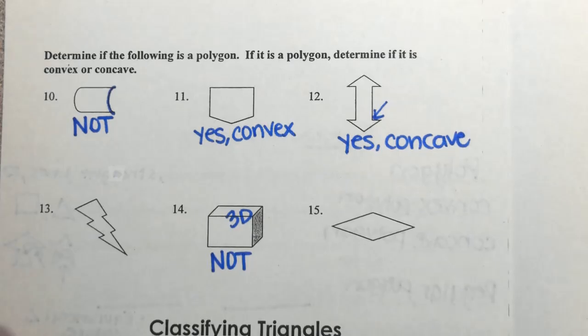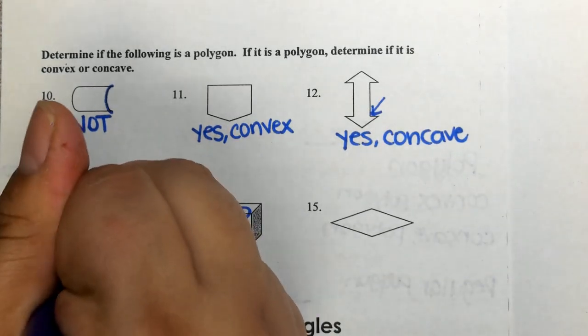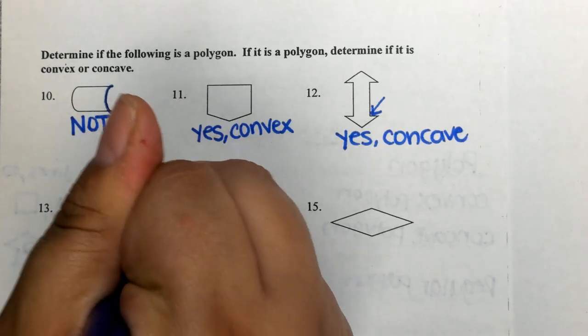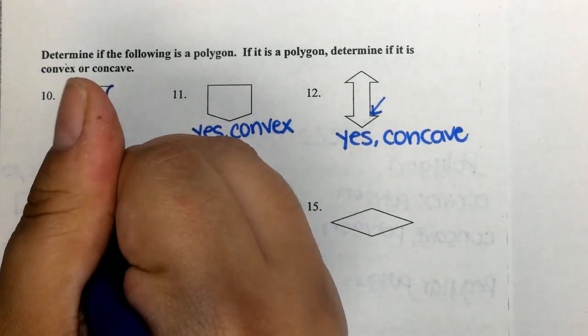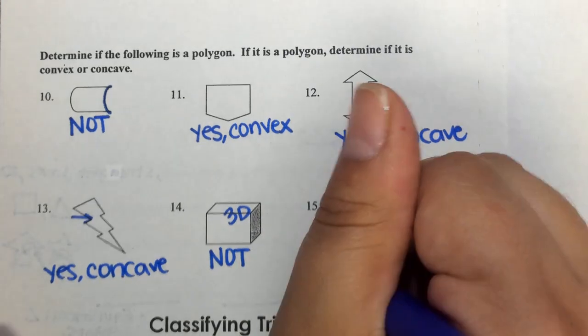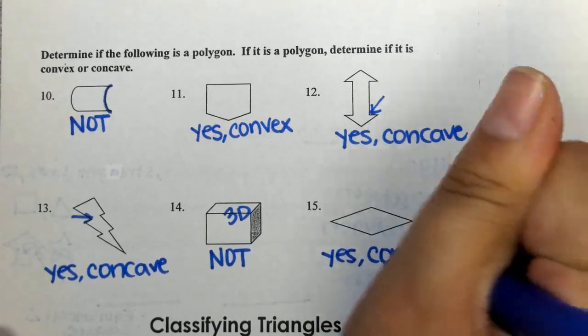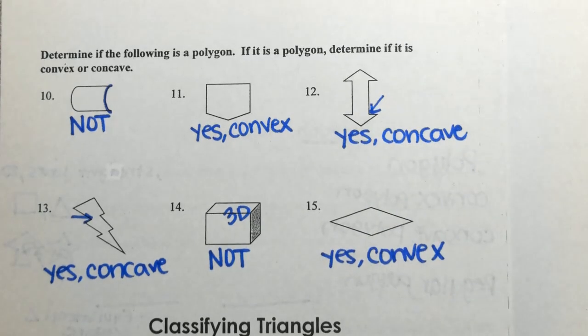Giancarlo, you with me? Xavier, you with me? Okay. 13 is a yes. Concave. Be careful with this one. It does cave in right there. And then 15. Yes. Convex. It does not cave in anywhere. So we're good. Do I have any questions about concave versus convex? Okay.